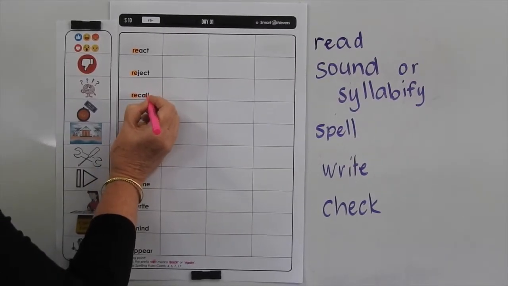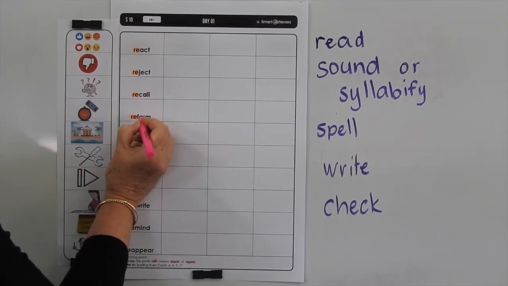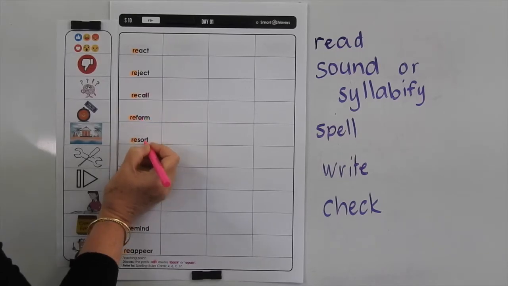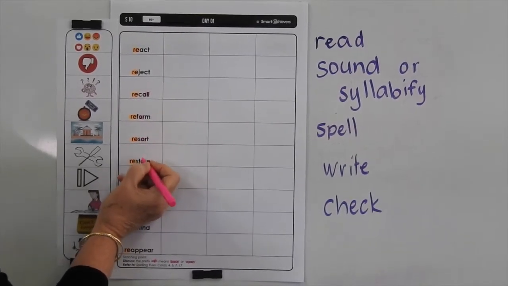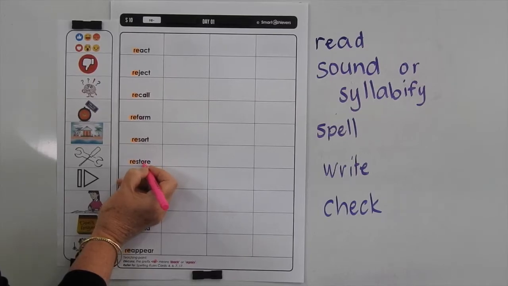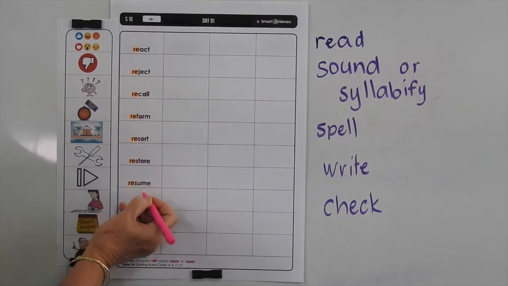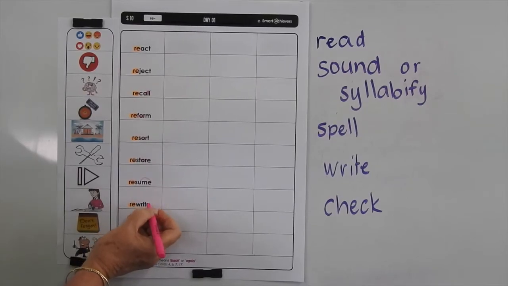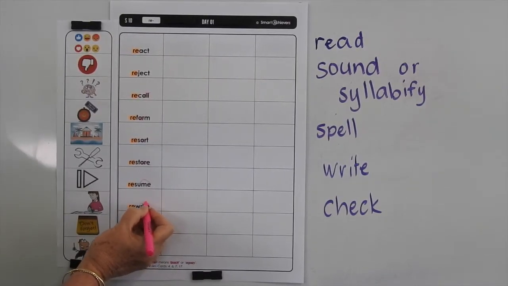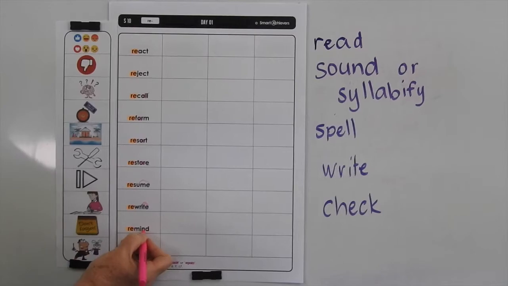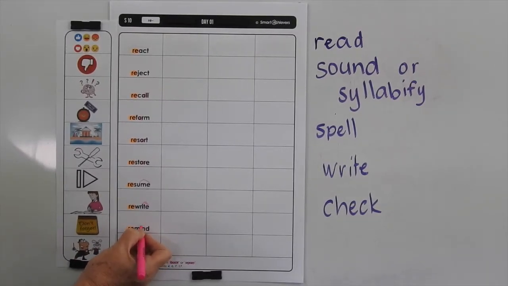You've got the A-double-L for the all sound. You've got an R-control vowel in the or sound here, reform. Resort, we've got the same OR. And restore, we've got the OR with an E on the end of it. Resume, we've got the E making the previous U make a long sound, same as the E making the I make a long sound in rewrite. Remind, this I is allowed to make its long sound I before an ND or an LD. So just remember that's quite a good one to remember for words like child, wild, remind, etc.